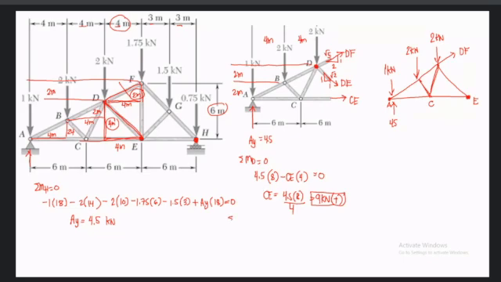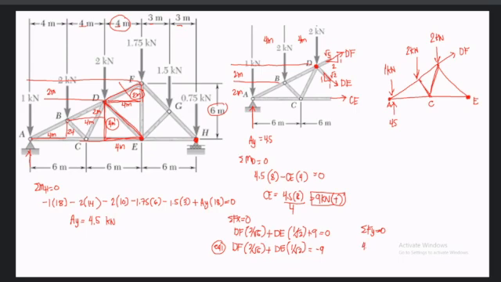So unahin ko yung equation 1 wherein manggagaling yan sa summation Fx. So this is DF times 2 over square root of 5 and then plus DE times 1 over square root of 2 plus CE which is 9. So lipat ko sa kabila. So that's your DF times 2 over square root of 5 plus DE times 1 over square root of 2 is equal to negative 9. That's your first equation.